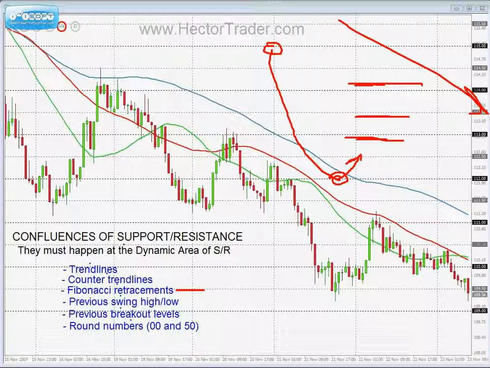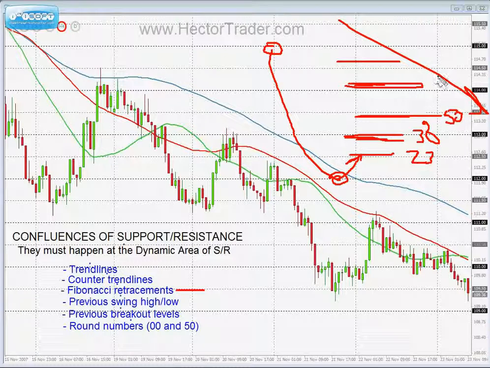The most typical levels of Fibonacci retracement are the 23%, which comes around here. Then you have the 38%, then the 50%, the 61, and finally the 76. This would be the 23, this would be the 38, the 50, the 61, and the 76. I usually only pay attention to the 61, 50, and 38.